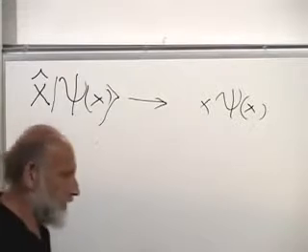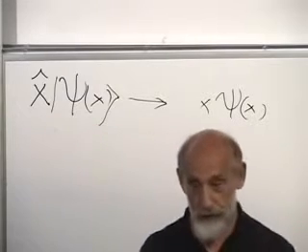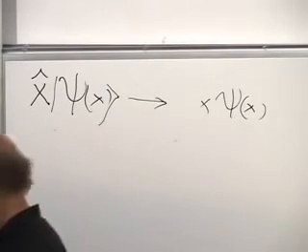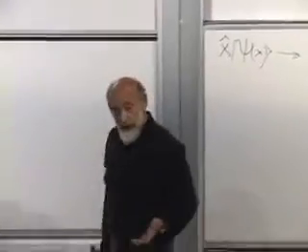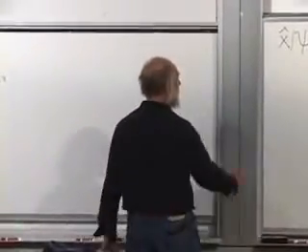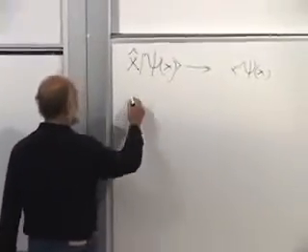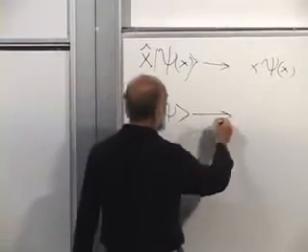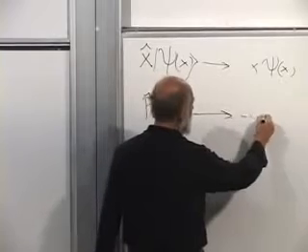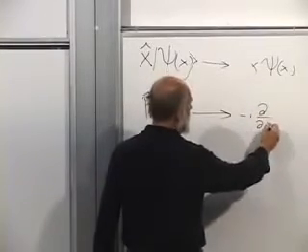The rule is every time you see x, think of it as multiplication of the wave function by x. It's an operator, and it operates on the vectors which are functions of x. All right, what about p? P, of course, p on psi corresponds to minus i d by dx.